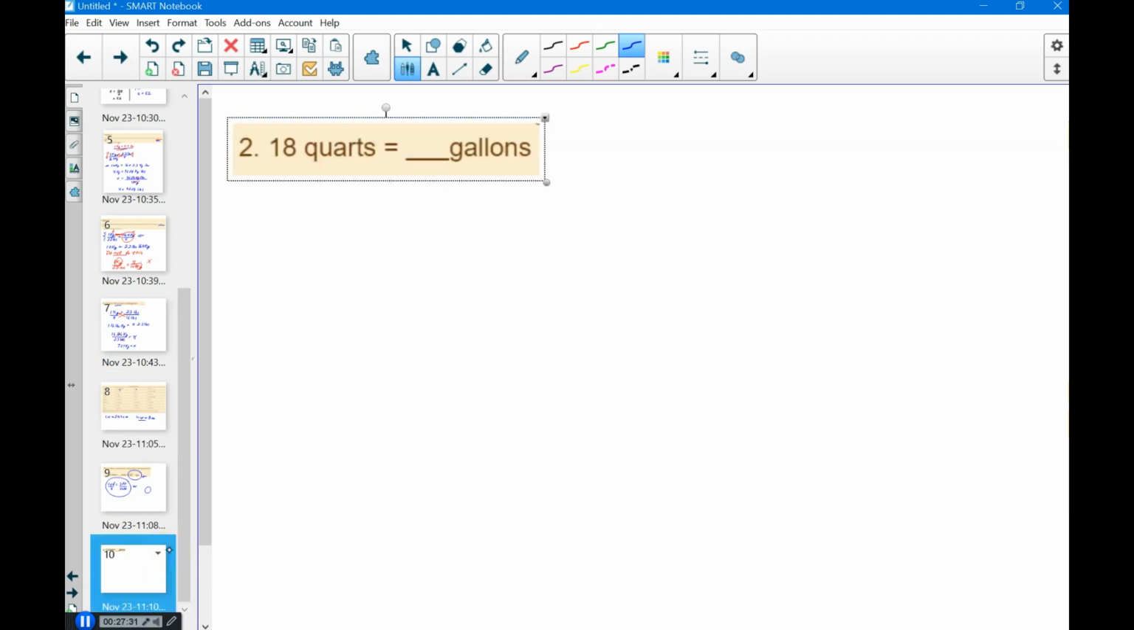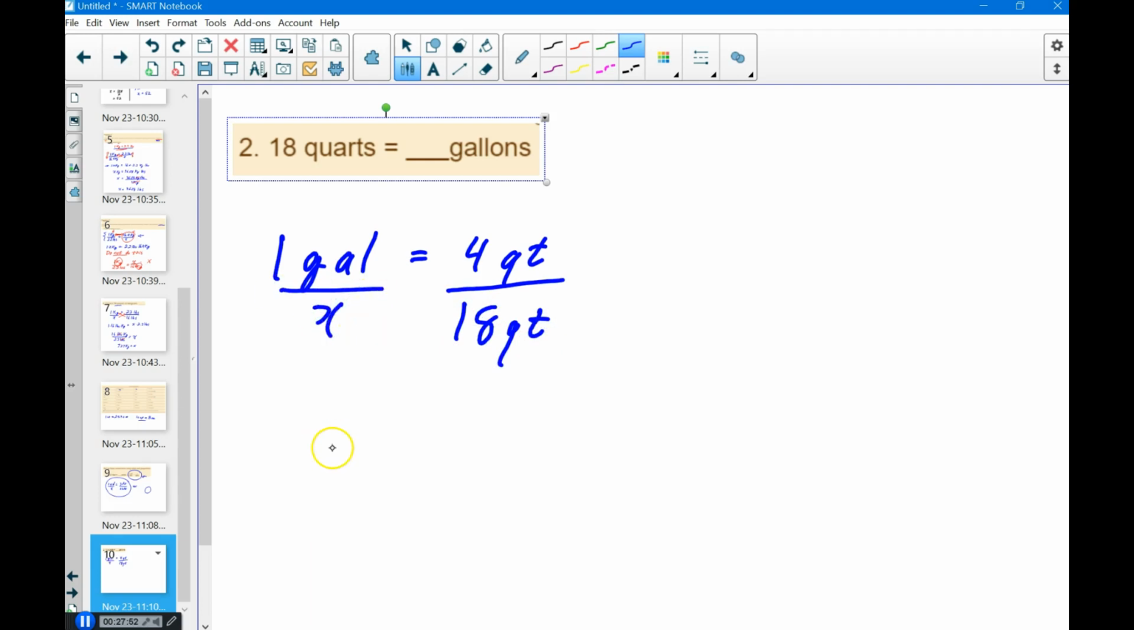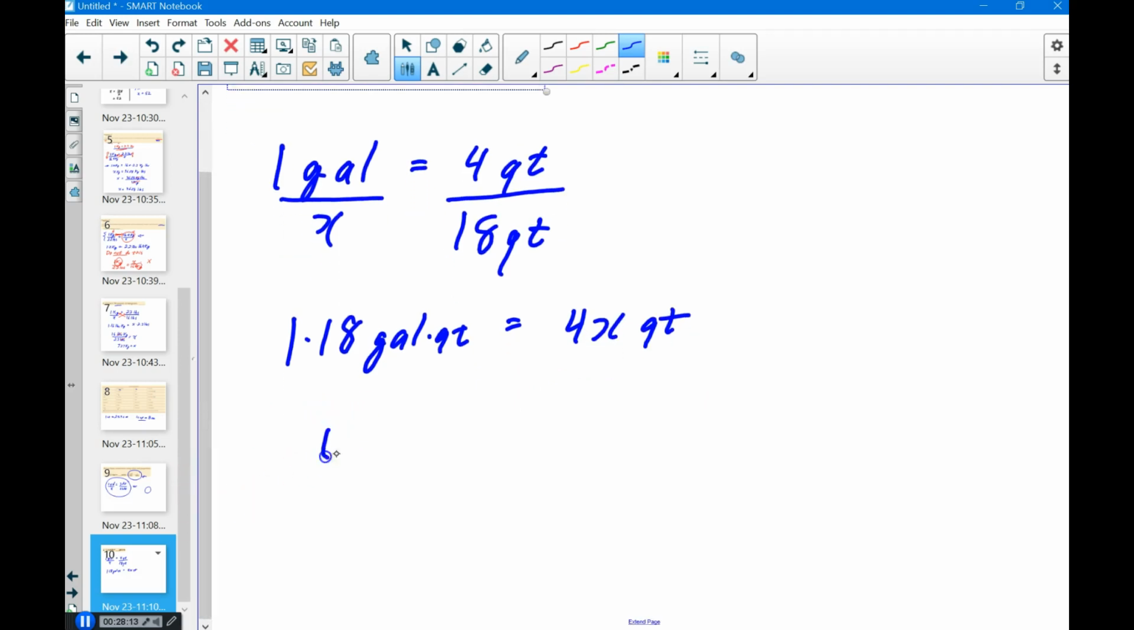So coming down here, I can go 1 gallon equals 4 quarts. And if I want to set up the ratio this way, I can just keep quarts under quarts, which is probably the easiest way to set this up. 18 quarts over X gallons. When I cross multiply, I'm going to have 1 times 18 gallon quart and 4X quart. Then I have to divide by 4 quarts.